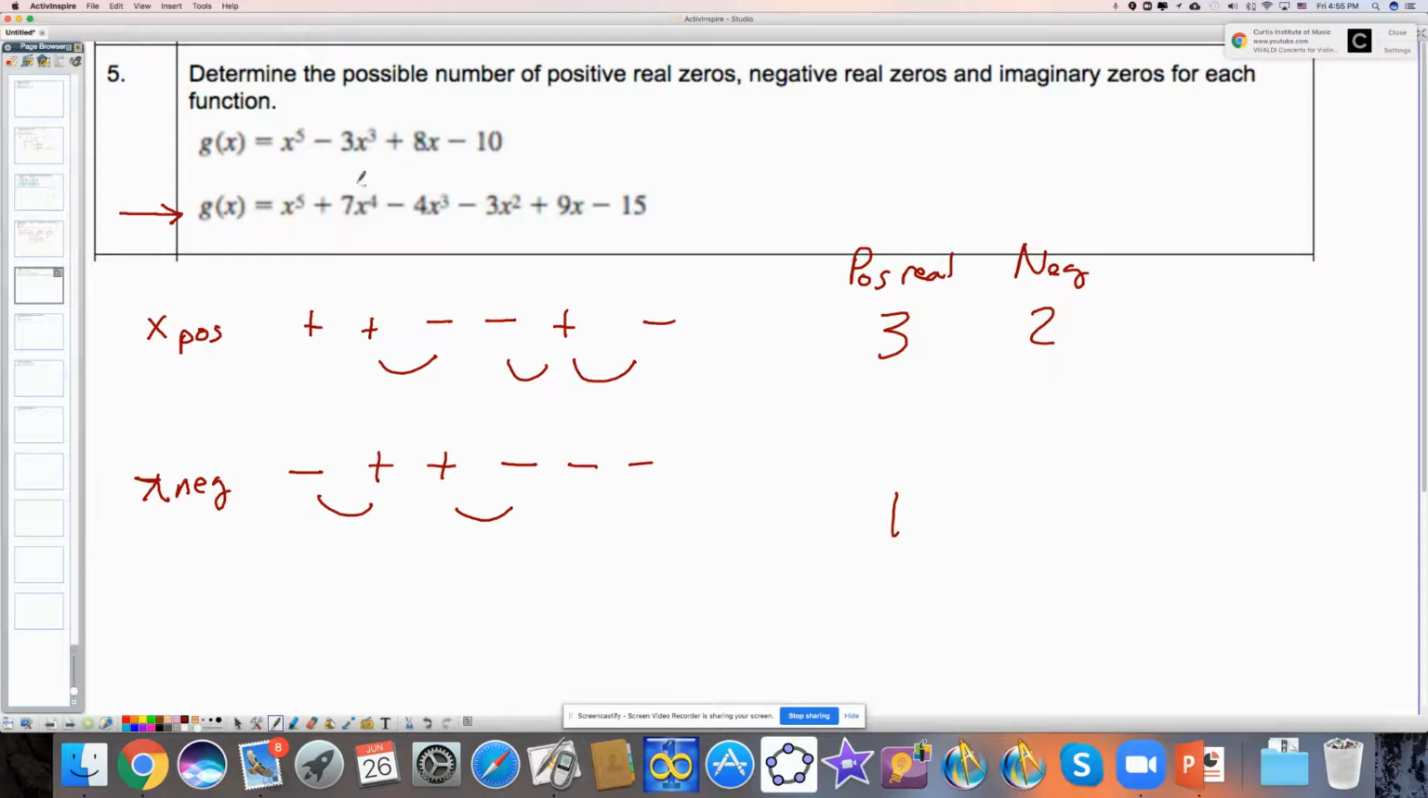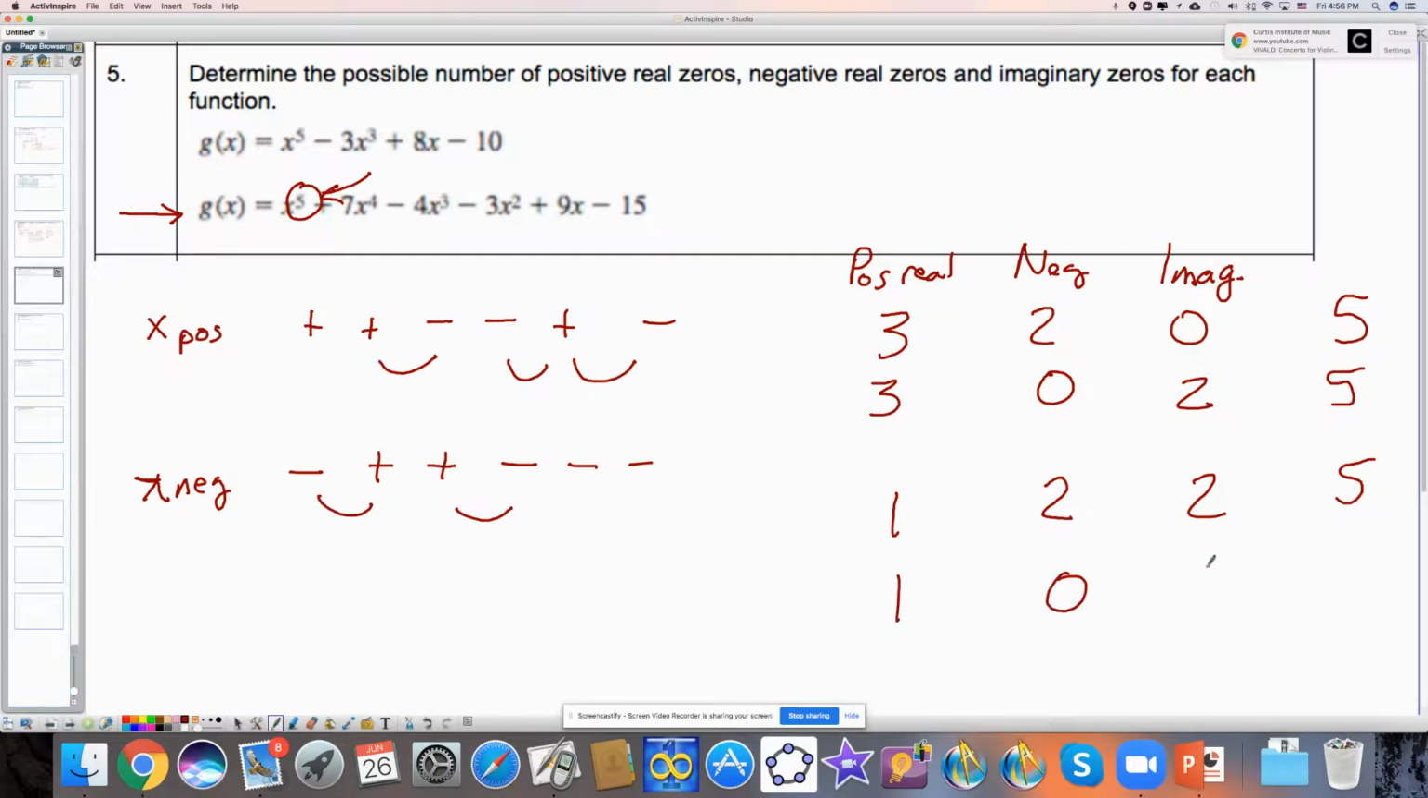And if we look at this, it's a 5th degree polynomial. That means that there have to be 5 roots. So 3 could be positive and 2 negative. 3 could be positive and 2 imaginary. I don't know until I do this which ones they are. I could have 1 positive, 2 negative, and 2 imaginary. That adds up to 5. These all have to add up to 5 because there are going to be 5 roots. Some are imaginary, some are not. Or I could have 1 and 0 and 4.